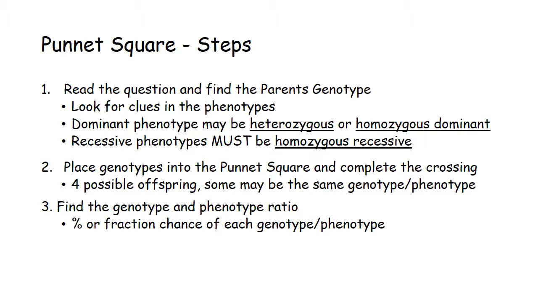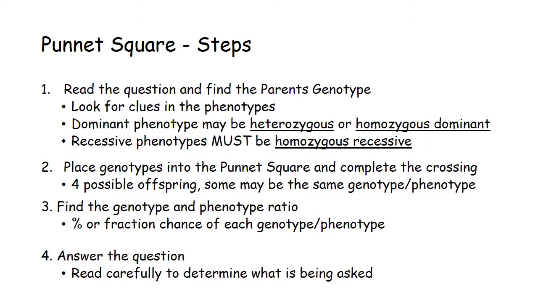After you've done your cross, you can actually find the genotype and phenotype ratio. Now this is expressed either as a percentage or as a fraction out of 4, maybe out of 2 if you're going to go down to the lowest common factor. But it's really clear you have to know the difference between the genotype ratio and the phenotype ratio and make sure that you are referring to the right one depending on the question that's being asked of you.